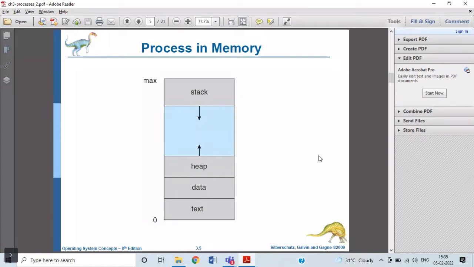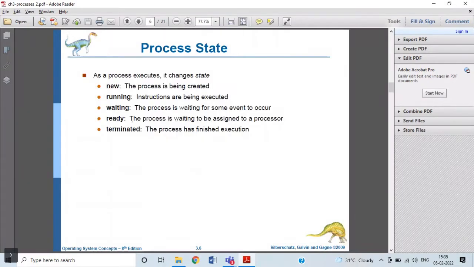So these are some of the states of a process. As a process executes, it changes its states like this: new, running, waiting, ready, and terminated. New is nothing but the process is a new process, and running is when instructions are being executed, and waiting is the process is waiting for some event to occur, and ready, the process is waiting to be assigned to a processor.